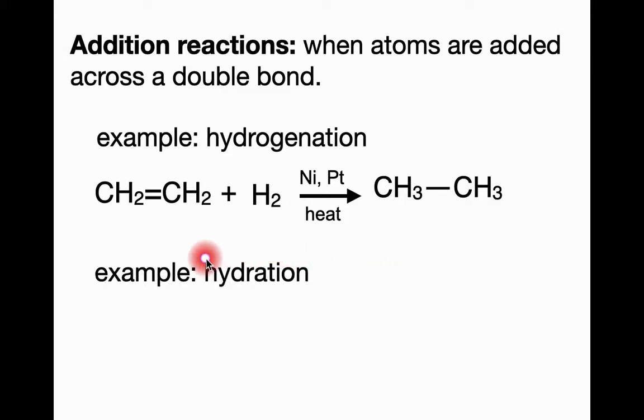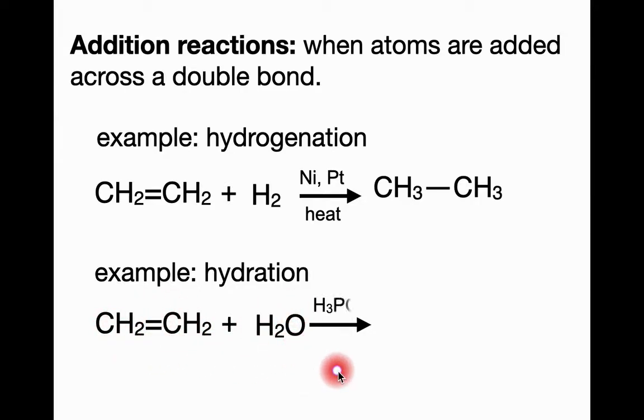Another example is hydration. For hydration, we'll have our alkene react with water. The catalyst is phosphoric acid, and this will form an alcohol. One of the carbons had two hydrogens, now it has three. The other had two hydrogens, now it has a hydroxyl group. So we've added water across that double bond. Hydrogen to one carbon, hydroxyl to the other.